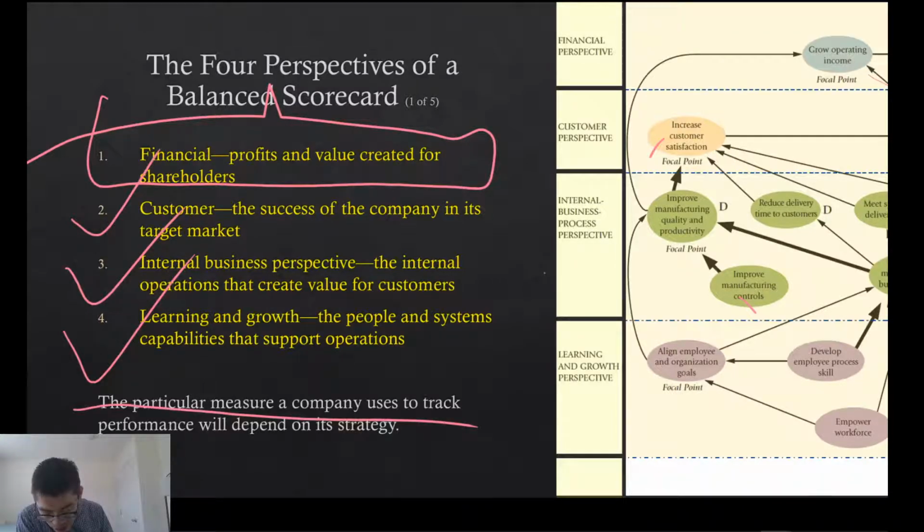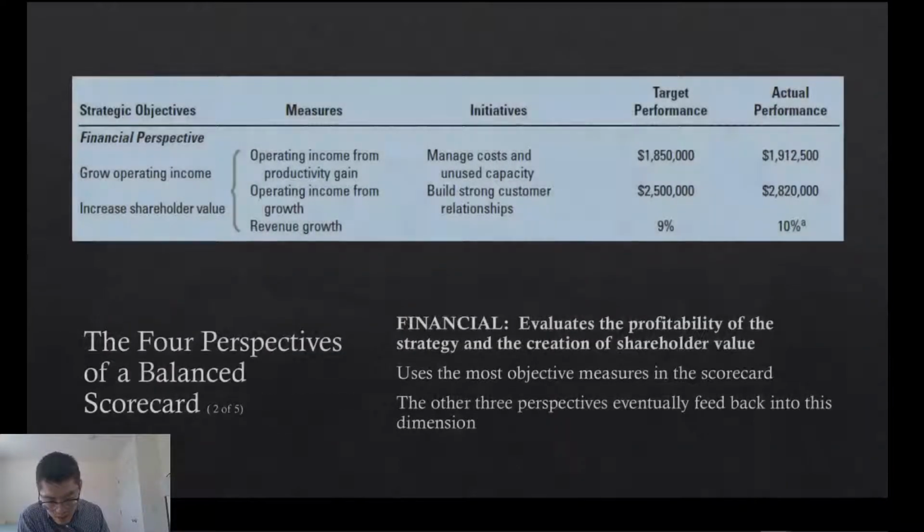And so the particular measure a company uses to track performance will depend on its strategy, and of course it makes sense, right? So what are those four financial elements, and what are the detailed measures and how to measure them? So there are some detailed examples.